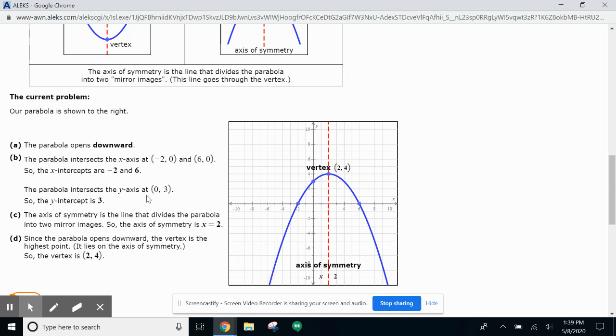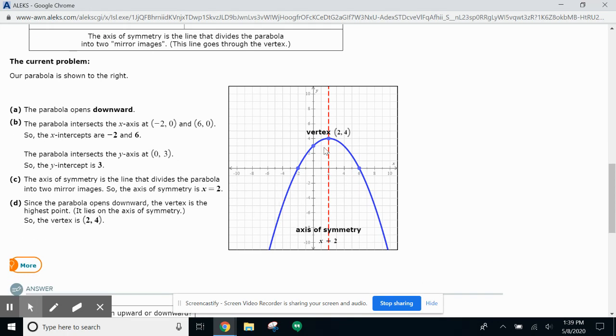For the y-intercept, the point where it is on the y-axis, the x value will be 0 and the y will be 3. So if you look, you can see that this crosses the y-axis at the number 3. And our vertex is up here at positive 2 for the x value and 4 for the y value. And our line of symmetry is on 2. It's that x value for the vertex and that line.